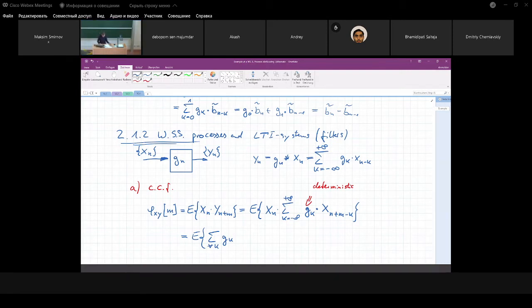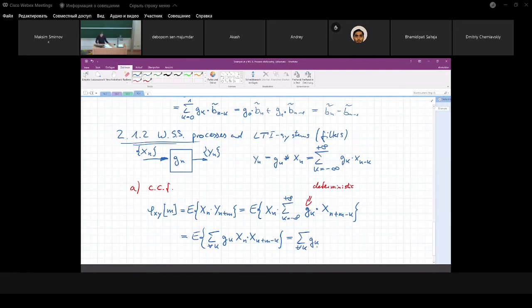Gk times xn plus m minus k. Now we could say, okay, this is quite simple because the only thing which is random is xn and xm minus mxk. This is not random. Therefore, I can write instead, this is the same as the sum of all g.